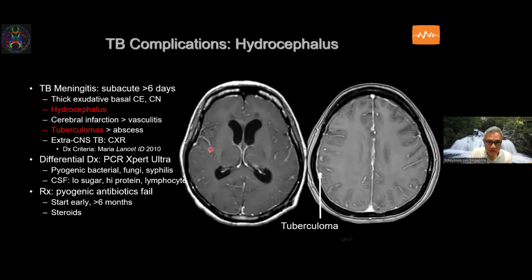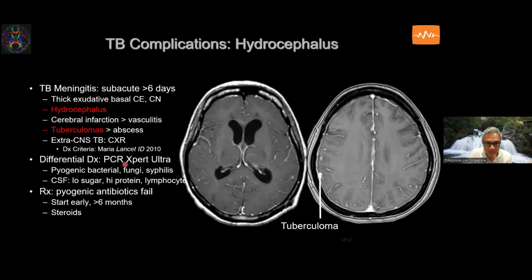In addition, the presence of hydrocephalus due to obstruction by exudative meningitis and small tuberculomas, as well as finally acute cerebral infarction from vasculitis, should allow us to suspect that the meningitis may be caused not by a pyogenic organism, but by TB.